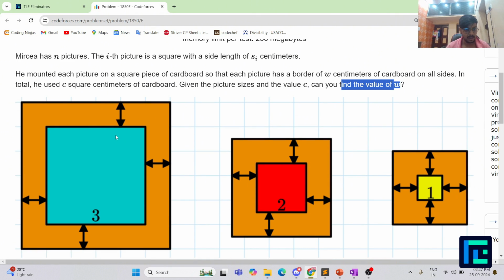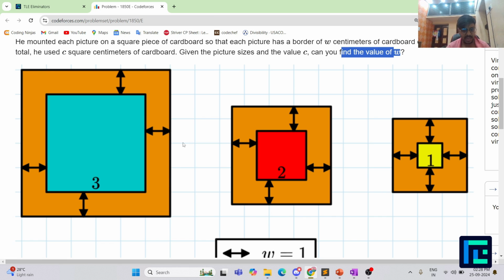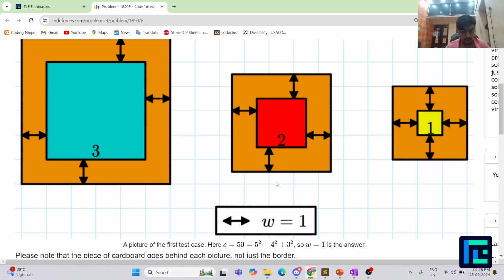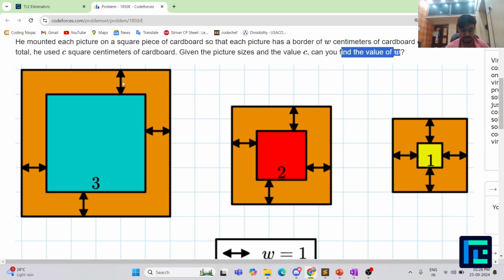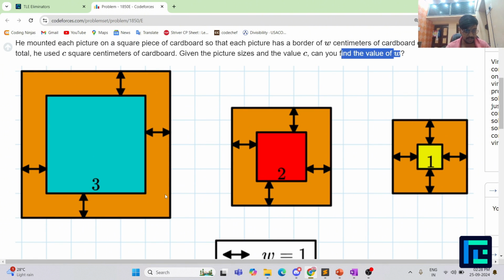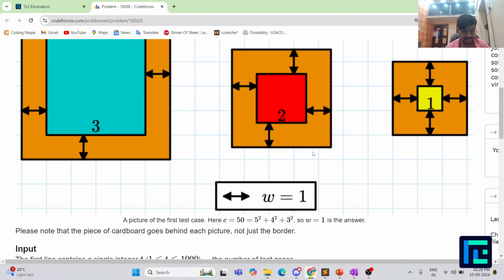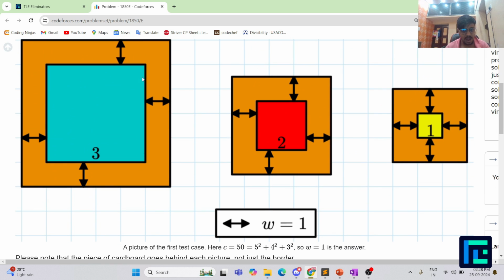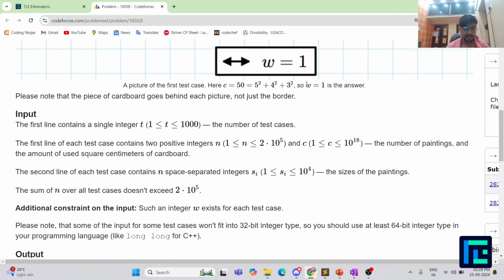That is, the person has n pictures. So like see in this figure, the person has 3 pictures, and every picture is stuck on some cardboard such that every picture has some border, and all the borders are same. Like if this has a border of some W, then over here also the border is W, and over here also the border is W. Now it is told that the total area of this cardboard, like this is one cardboard, this is the other, and this is the other, right? So the total area of the cardboard is actually C. So the question wants that if you are given the total area of the cardboard and the side length of the pictures, then can you find this width? This is actually what the question is.